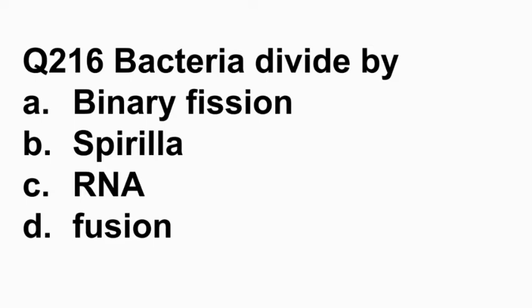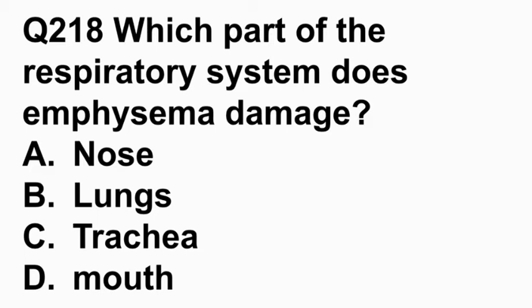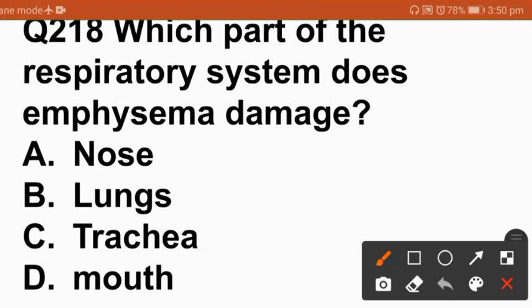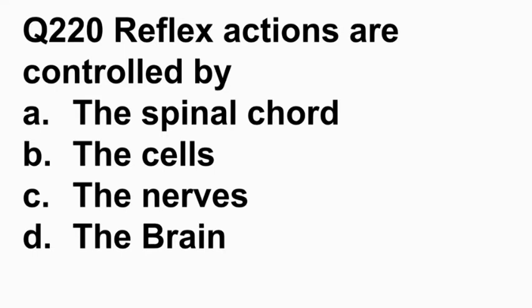Bacteria divide by A. Binary fission. Which part of the brain is responsible for consequences? B. Cerebrum. Which part of the respiratory system does emphysema damage? B. Lungs. Goosebumps are caused by contraction of the A. Muscles. Reflex actions are controlled by A. The spinal cord.